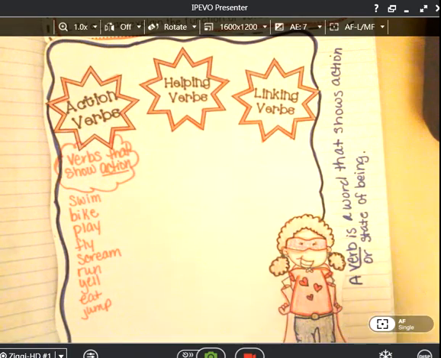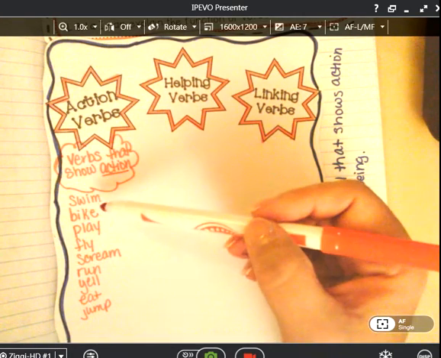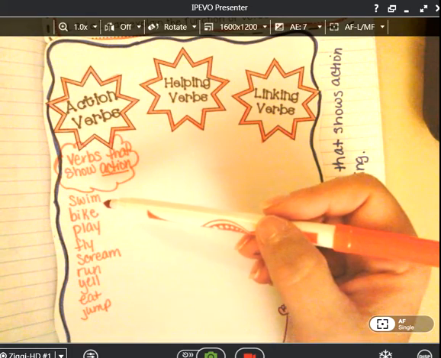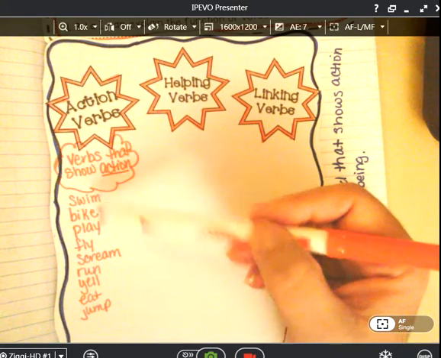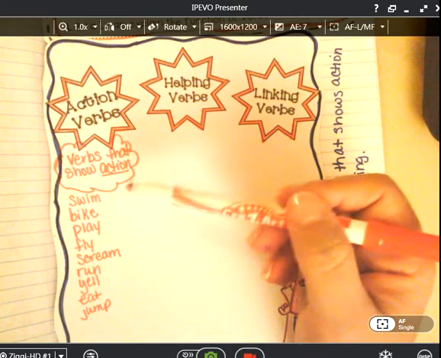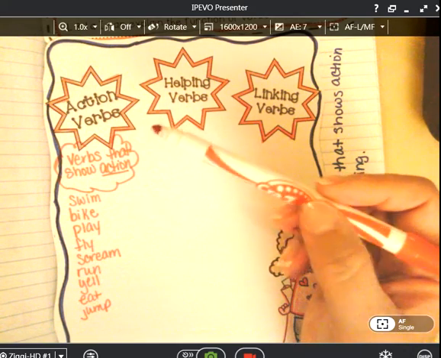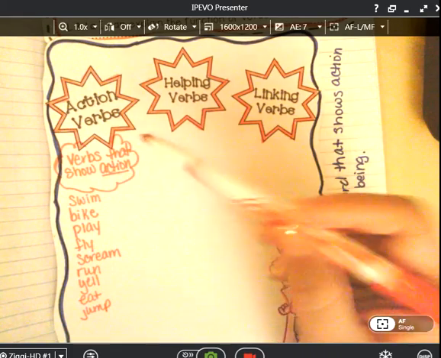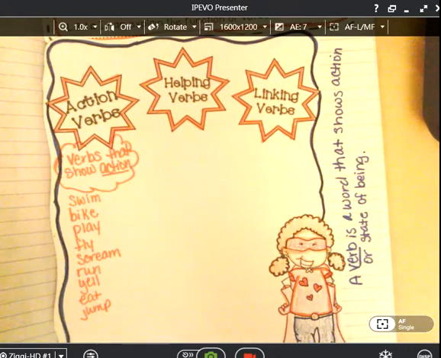So, action verbs are things that we can do. When I say, can you swim? Can you bike? Can you play with something? That's asking you for action. That's also when we say that the predicate of the sentence starts with the verb.